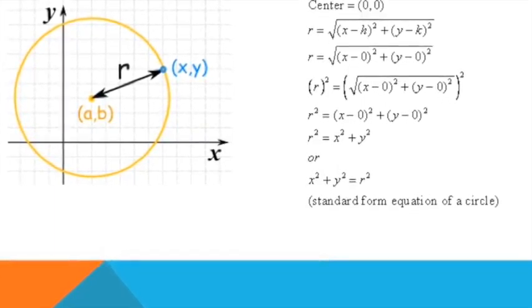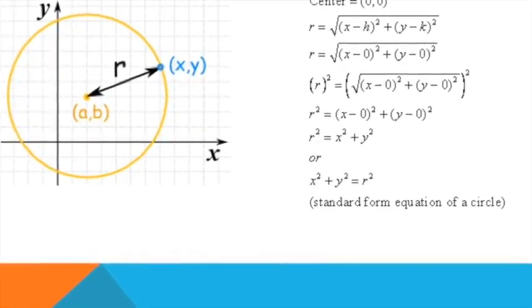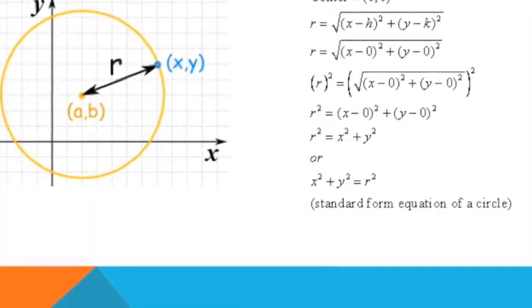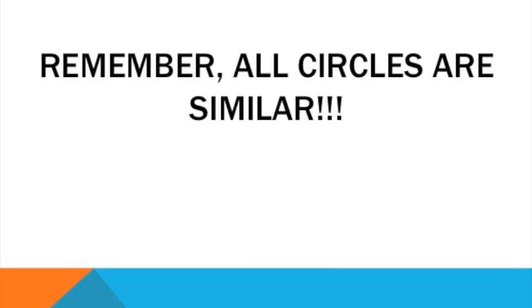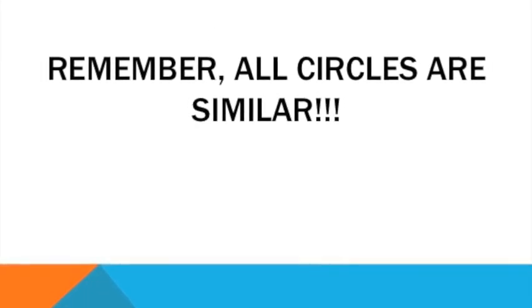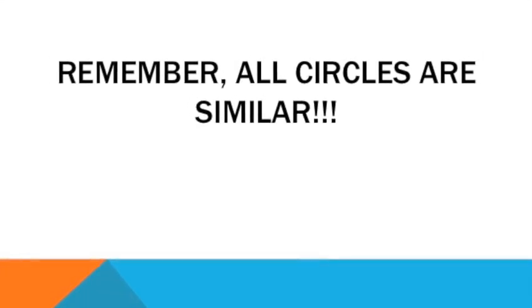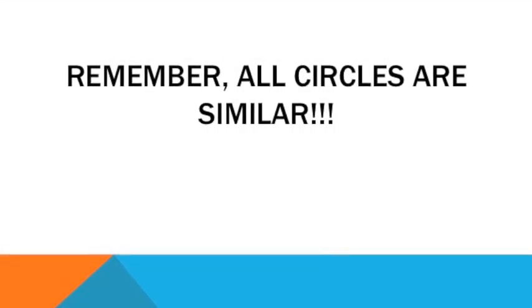and here is how we prove the standard form equation of a circle that we referenced earlier, x squared plus y squared equals r squared, with center 0, 0. And remember guys, all circles are similar, so when you're proving circles similar, all you need to do is find the translation and the dilation.